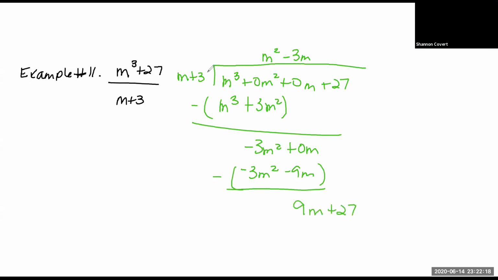M plus 3, m times what gives me 9m? Plus 9. 9 times m is 9m. 9 times 3 is 27. My remainder is 0 again. So I have m squared minus 3m plus 9.